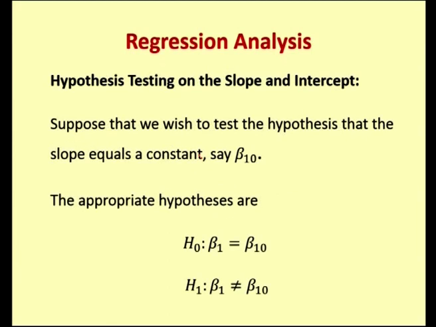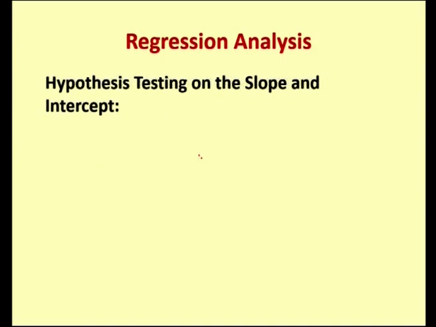Now, we will see the hypothesis testing on the slope and intercept. Suppose that we wish to test the hypothesis that the slope equals a constant, say beta 1 0. Now, we have the appropriate hypothesis as H naught such that beta 1 is equal to beta 1 0 against the alternative H1 such that beta 1 is not equal to beta 1 0. Here we could see that it is a two tailed alternative, and here we have the test statistic for testing the slope and intercept.